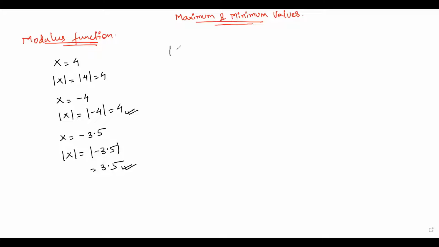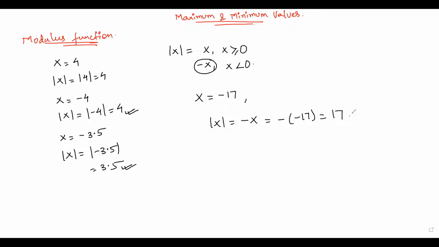So modulus of x can be defined as x when x is greater than or equal to 0, and it will be defined as minus x when x is less than 0. We can verify this by taking some more examples. For example, if I take x to be minus 17, according to the definition, mod of x would be minus x when x is less than 0. So this would be minus of minus 17, which would be 17. In a similar way, if x is 17, in that case mod of x would be simply x, so this would be simply 17.